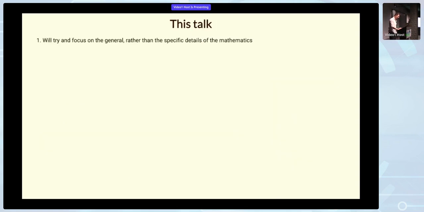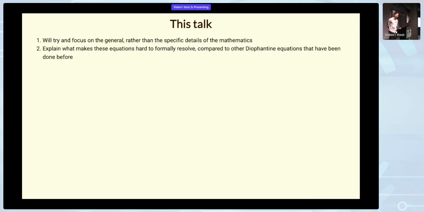Okay. So what will I do in this talk? I'm going to try and focus on the general rather than the specific mathematics. I know that not everyone here is a number theorist or even cares. And I'll try and explain why these equations that we've now done are harder than the ones that people have formalized before. And this sort of thing has been considered before from a formalization perspective.